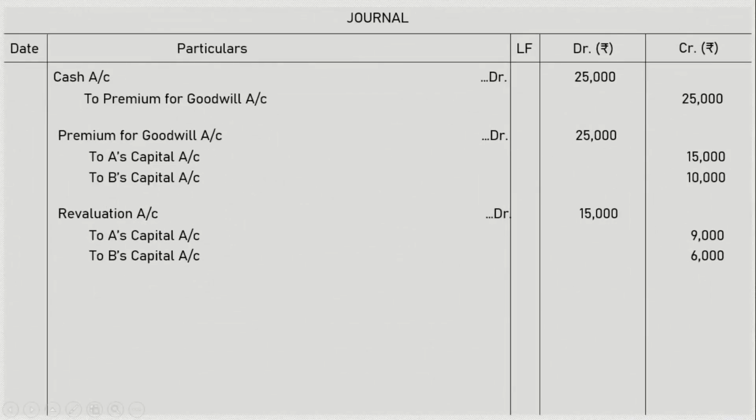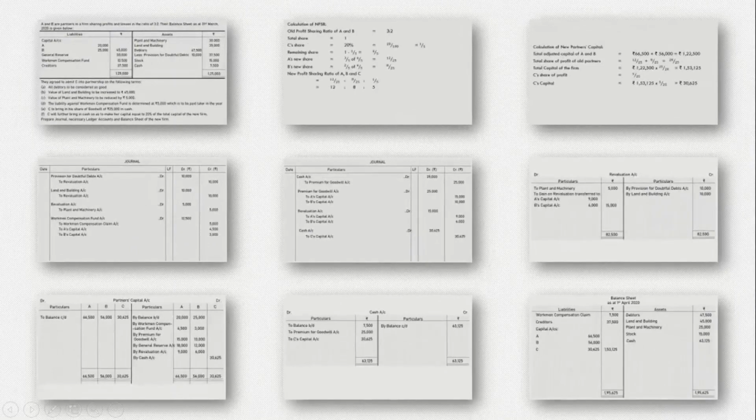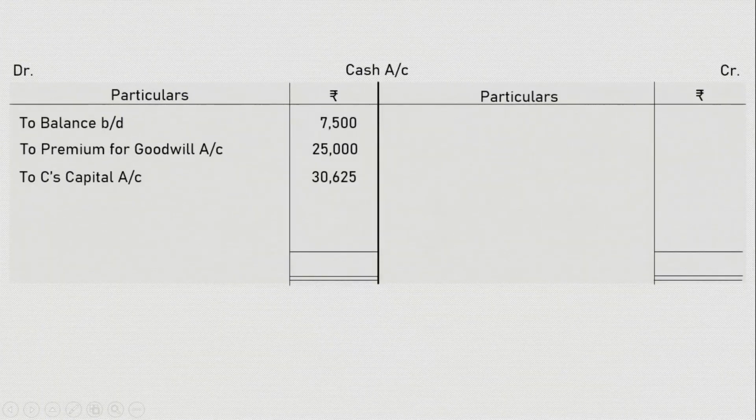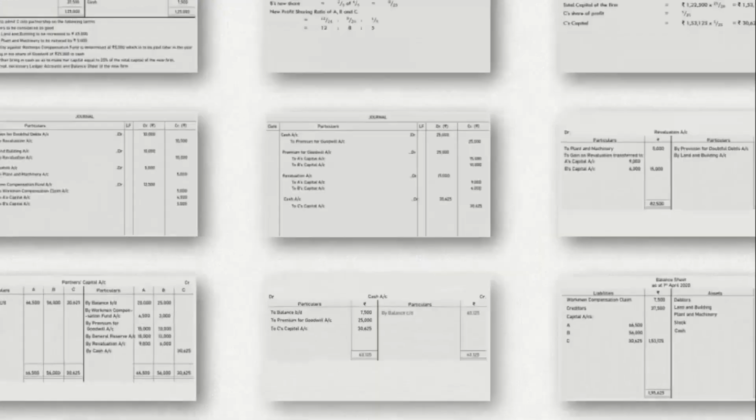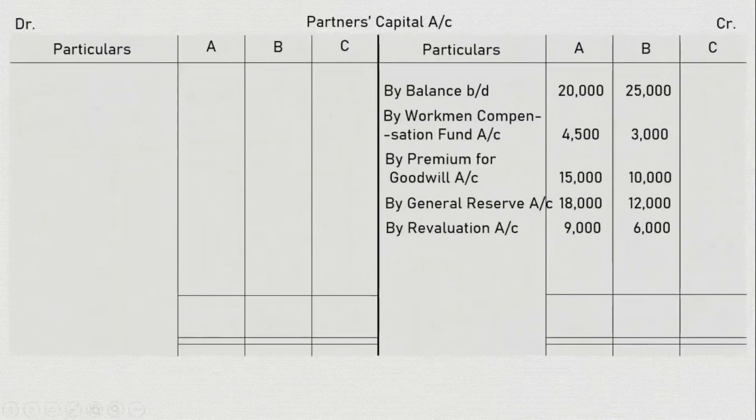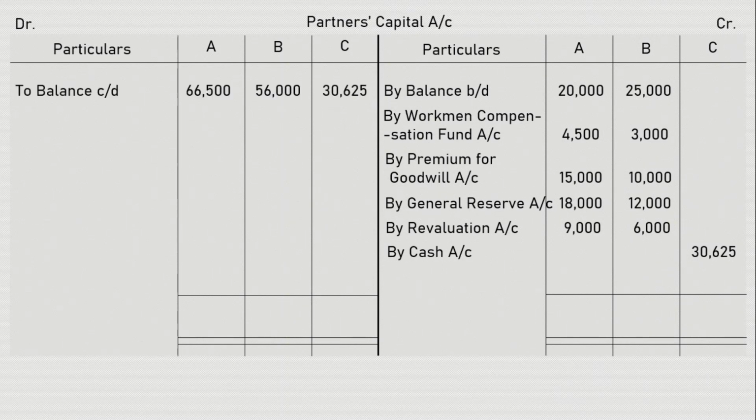Let's go to our journal entry. Partner will bring cash, so cash account debit, and this cash is for capital. So to C's capital 30,625. Let's go to the cash account. To C's capital 30,625. Let's go to the capital account. By cash 30,625. Now balance these. For A and B, I know 66,500 and 56,000. And for C, 30,625. Let's balance these to complete this account.